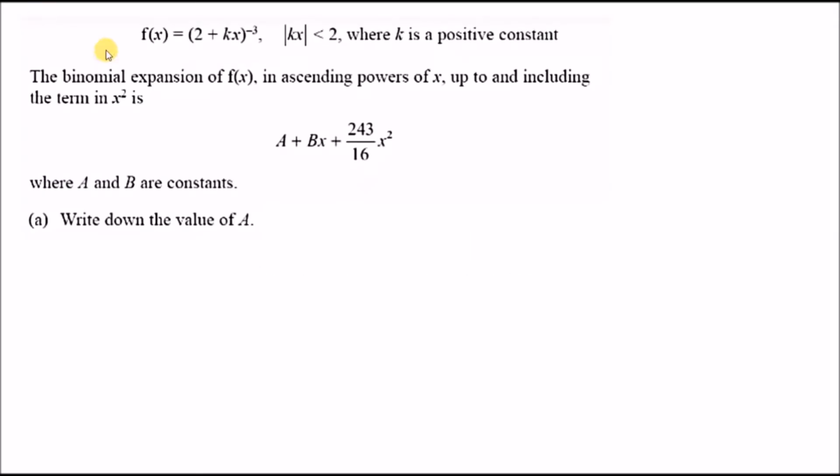So we're given a function (2 + kx)^(-3), so I'm guessing this is a binomial expansion, where the absolute value of kx is less than 2, and k is positive. The binomial expansion of the function in ascending powers of x up to and including the term x squared is given by the following, where a and b are constants. So here, let's write down the value of a. Alright, that makes sense. So let's try and figure out the value of a.